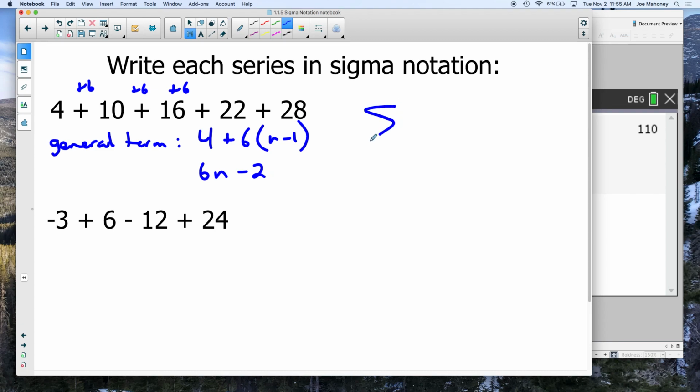So in my summation then, I want to go from n equals 1. My first term is 4. And I have 1, 2, 3, 4, 5 terms. So I'm going from 1 to 5. And my expression is 6n minus 2.